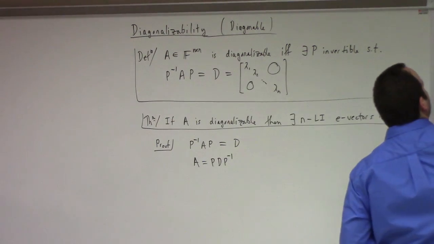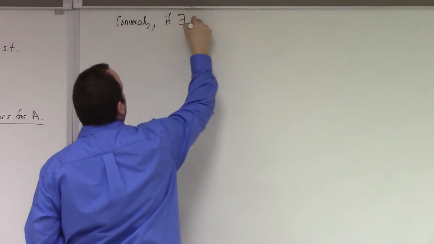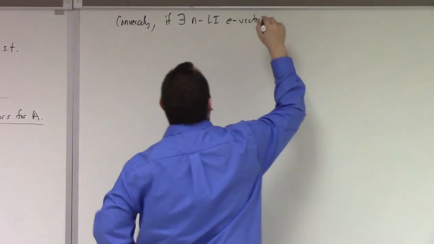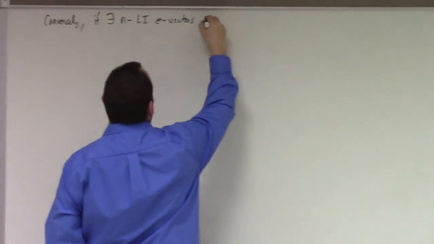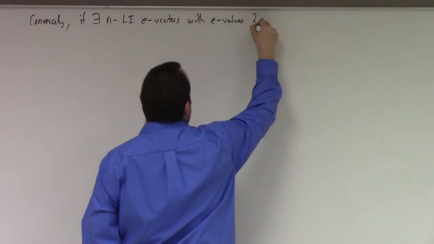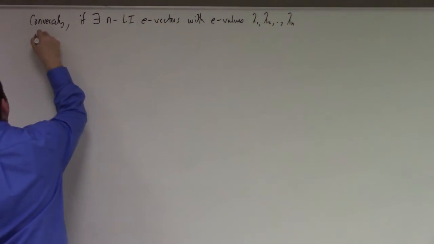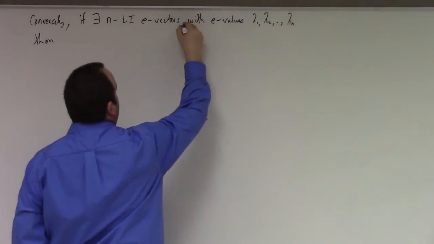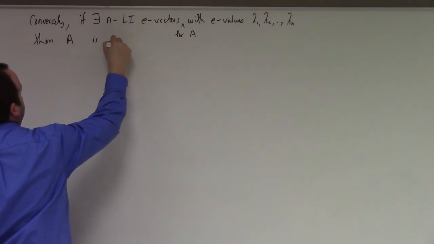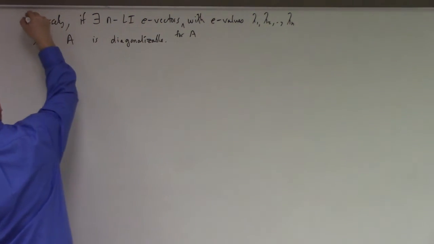Other direction, conversely. If there exist n linearly independent eigenvectors with eigenvalues lambda 1, lambda 2, lambda n, possibly repeated, who cares, then, and this is for a matrix A, A is diagonalizable. All right, this direction I think I can prove today.